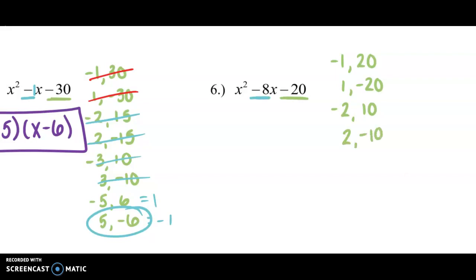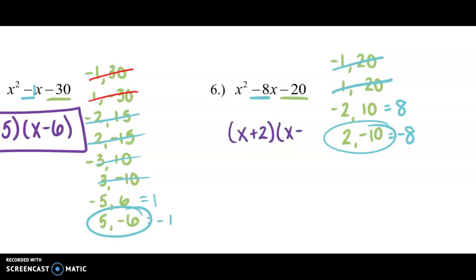I want to see which ones are going to add to negative 8. Those first two definitely aren't. Negative 2 plus 10 is going to give me positive 8. Don't want that. 2 plus negative 10, that's going to give me negative 8. So I don't even have to continue listing the other factors of 4 and 5 and all of that, because I know that 2 and negative 10 are the ones that I want. So x plus 2 times x minus 10 would be my answer.